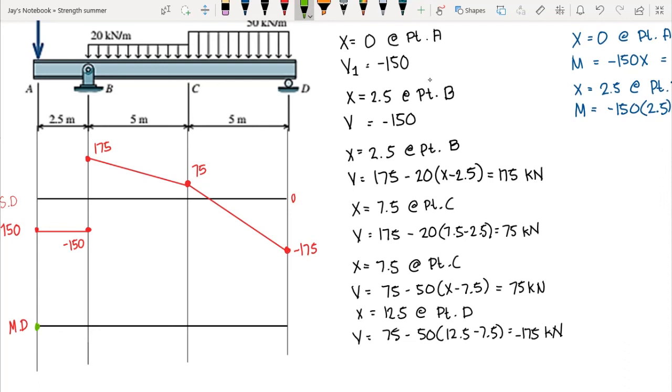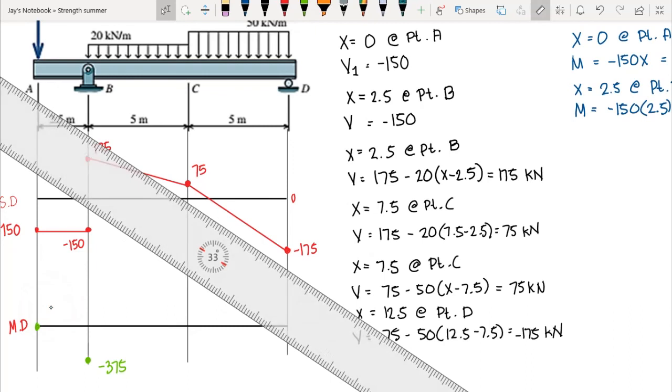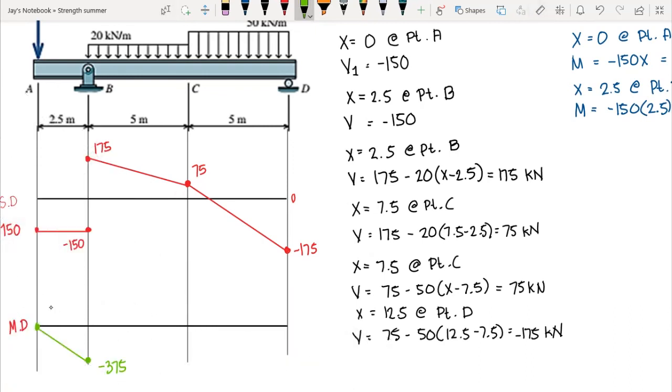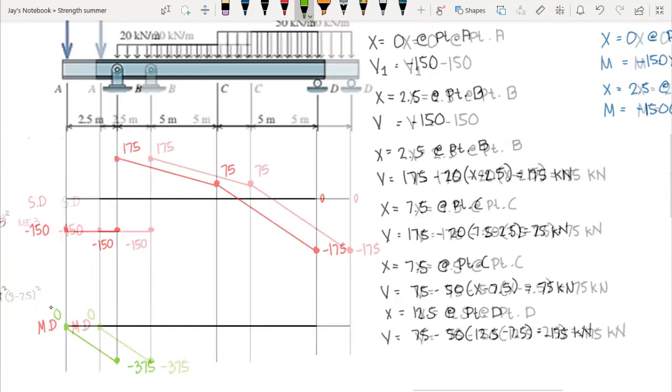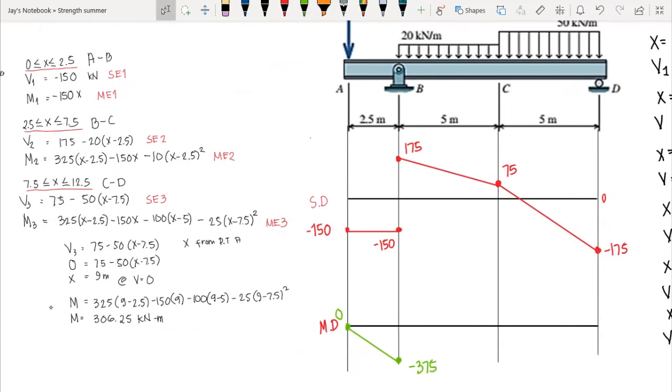So let's say at this point we have negative 375. However, take note, our shear diagram is zero degree, so therefore our moment diagram should be first degree. So it is an inclined line with a constant slope. So therefore, if we try to draw that one, we could have this moment diagram from 0 to negative 375.